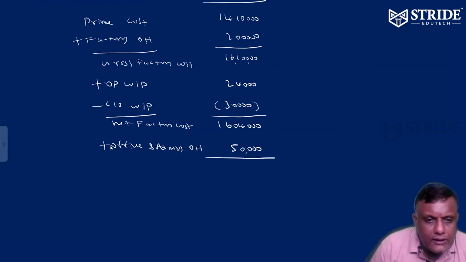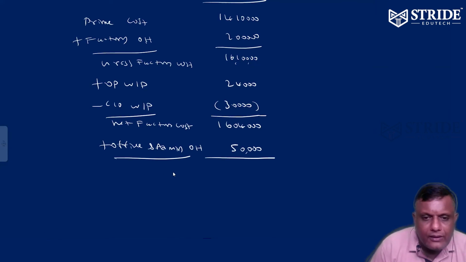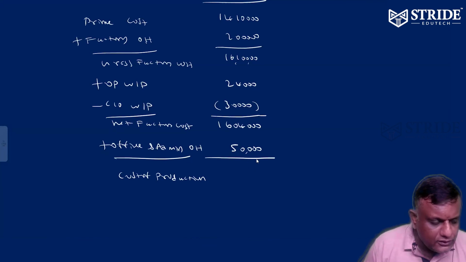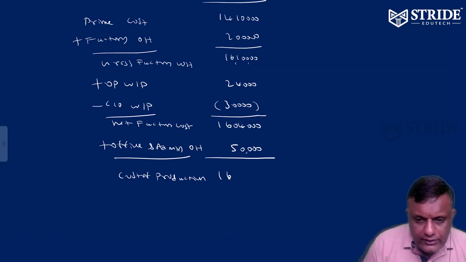So add office administrative overheads. The result is called cost of production; selling is not available now. Opening FG and closing FG are also there. 16 lakh 4,000 plus 50,000 is going to be 16 lakh 54,000, cost of production.